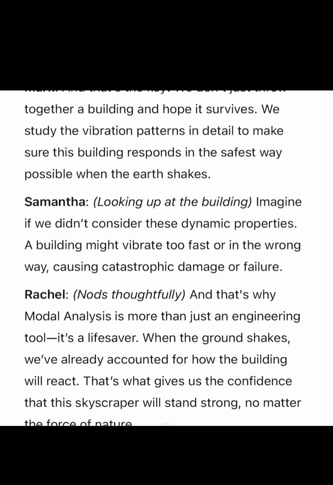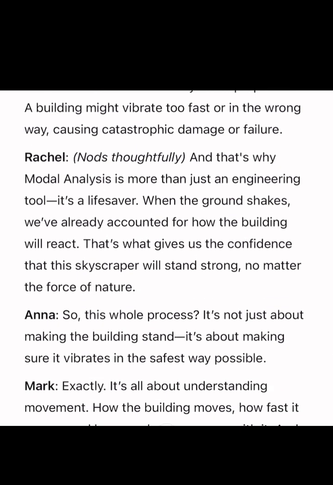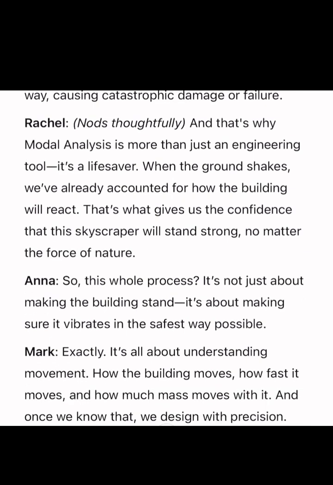So we need to understand all these things, study these dynamic properties properly, and account for all these factors. That's why modal analysis is more than just an engineering tool. It's a lifesaver. When the ground shakes, that's what gives us confidence that this skyscraper will withstand strong shaking, no matter the force of nature.